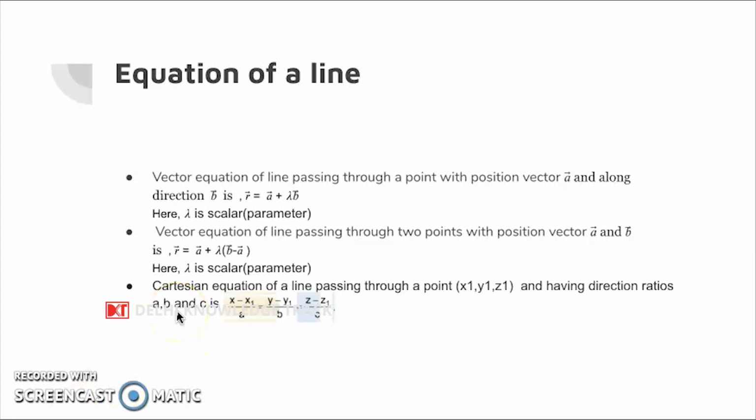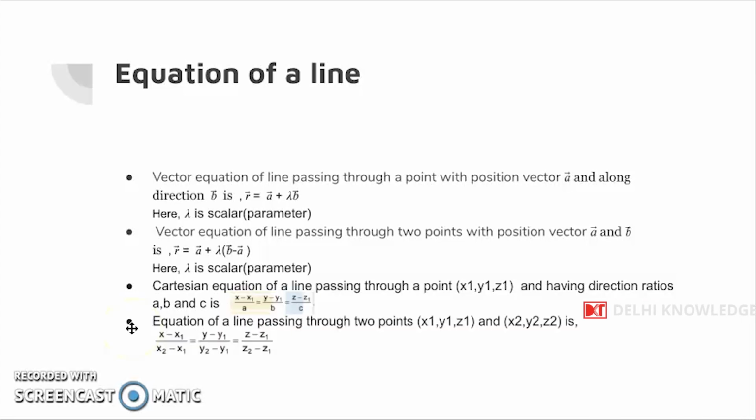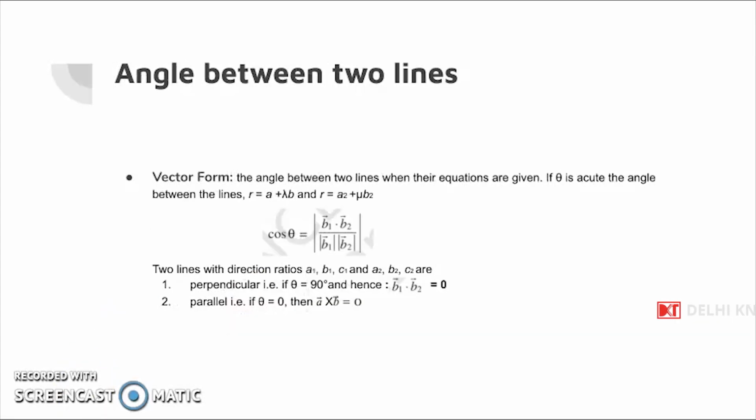Now the Cartesian equation of a line passing through a point x1, y1, z1 and having a direction ratio of A, B and C is given by x minus x1 upon A is equal to y minus y1 upon B is equal to z minus z1 upon C. Now the equation of a line passing through two points, similar to the vector equation, will be x minus x1 upon x2 minus x1 is equal to y minus y1 upon y2 minus y1 is equal to z minus z1 divided by z2 minus z1. Next is angle between two lines.